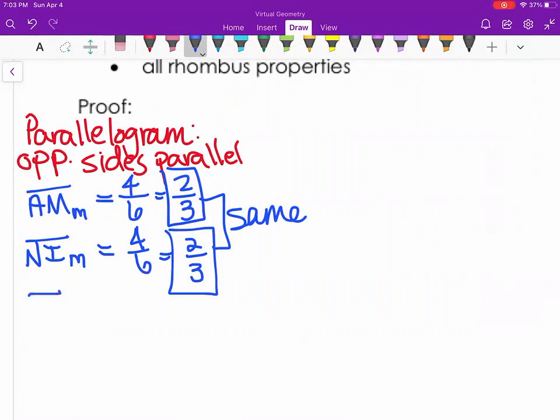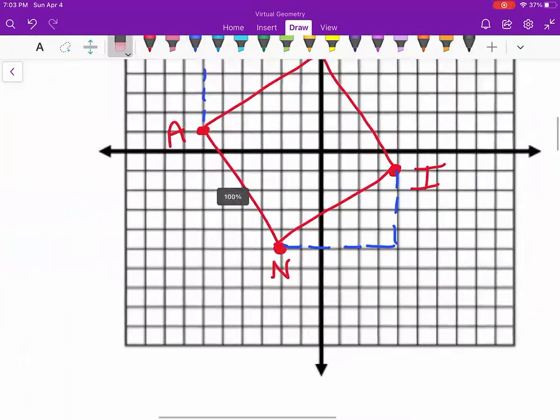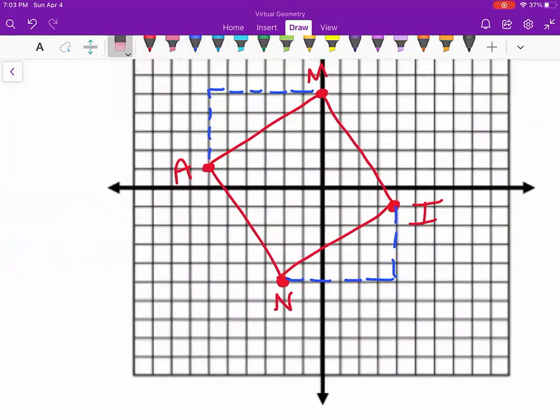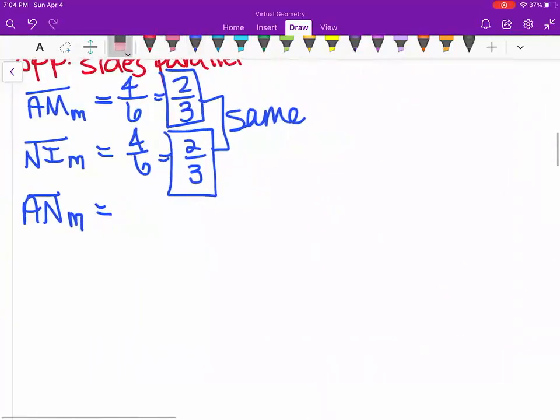Let's start with segment AN. Little m there for slope. Let's go check out that one. All right, so A to N, this time I have to go down. So I went down 6 and to the right 4. Now this time, since I go down, that means it's negative. So a -6/4, which means I have a -3/2.